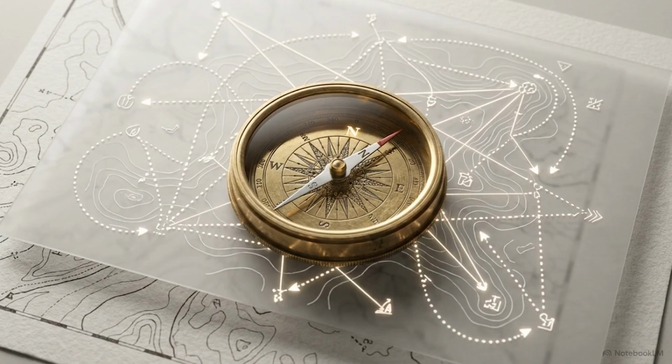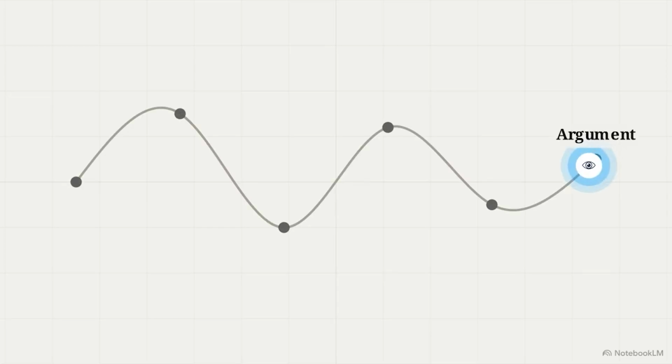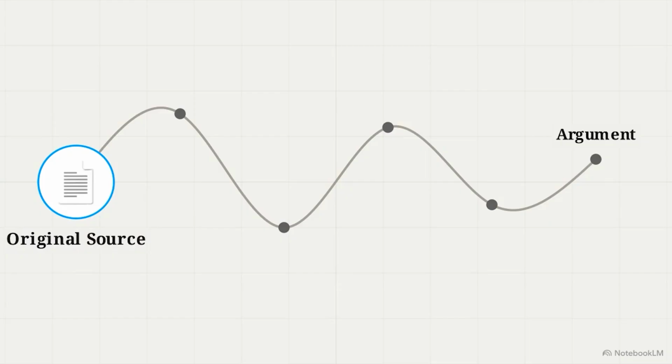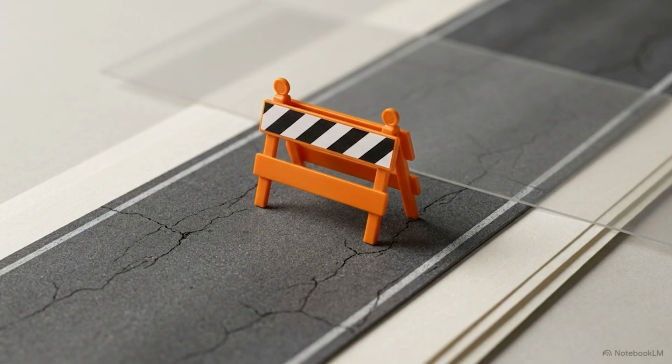Advanced MLA formatting functions as a precise navigational map. It is a standardized system designed so your reader can retrace your steps and find the exact evidence you use to build your argument. The first major roadblock you will hit is the extended quotation.